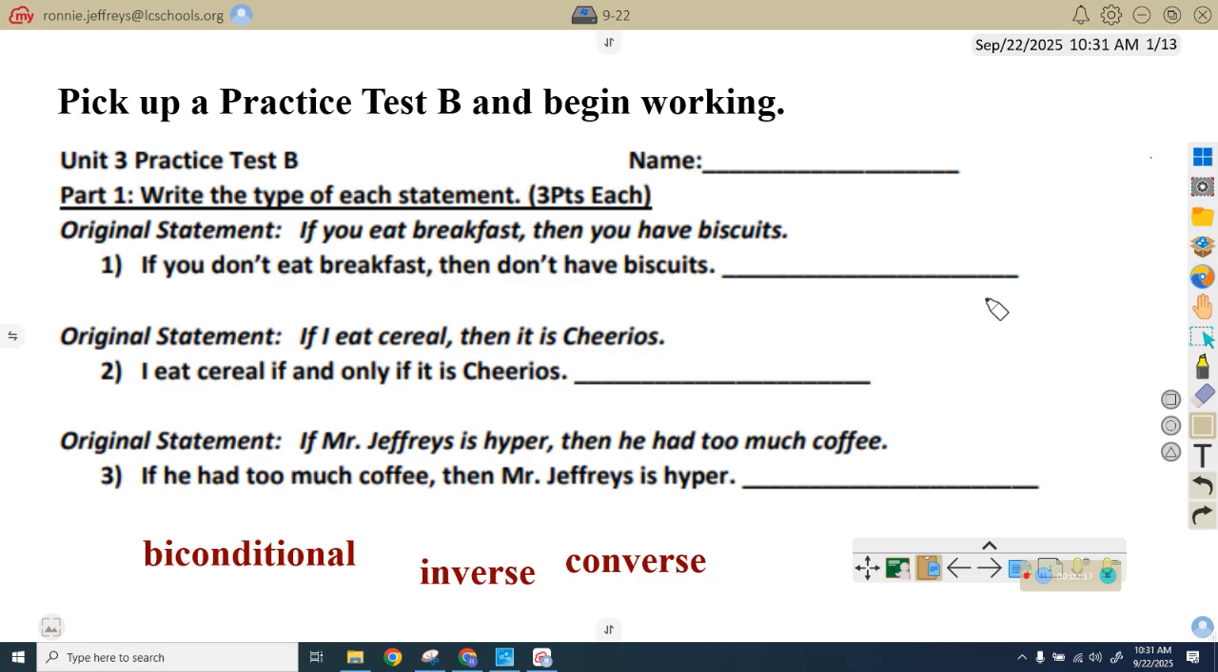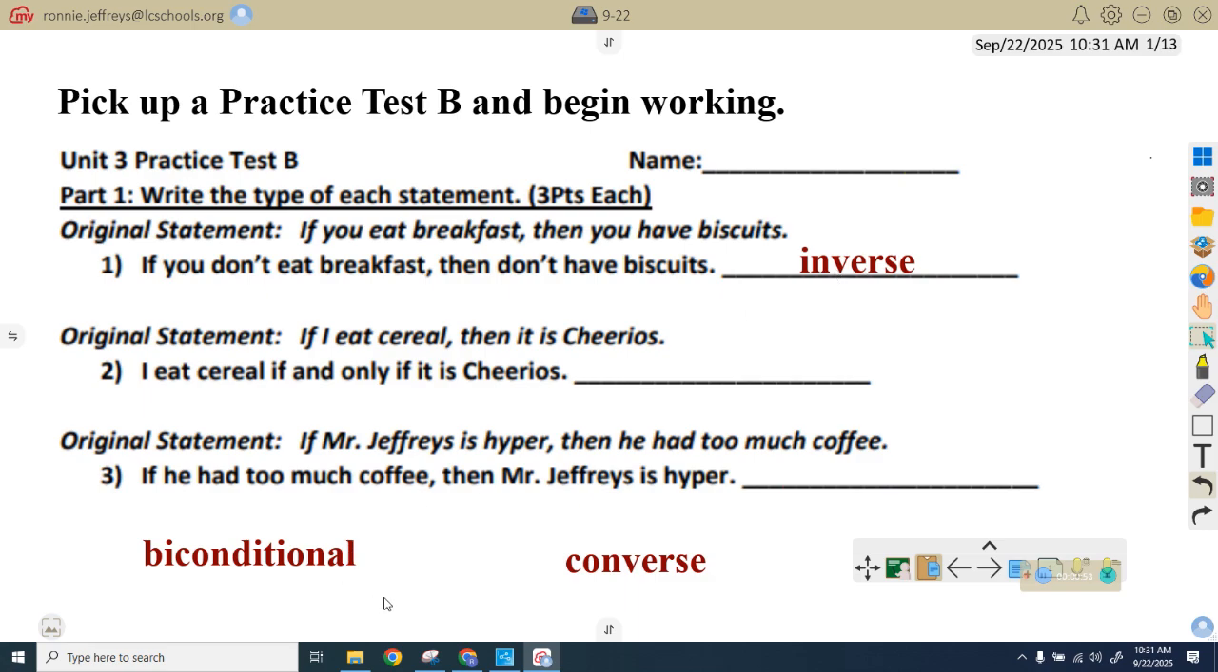So this is how it's going to be tomorrow. I'm going to give you an original statement and you have to say what the statement is underneath it. Our original statement says, if you eat breakfast, then you have biscuits. The second thing says, if you don't eat breakfast, then you don't have biscuits. It's the same order, but it's been negated. This would be the inverse.